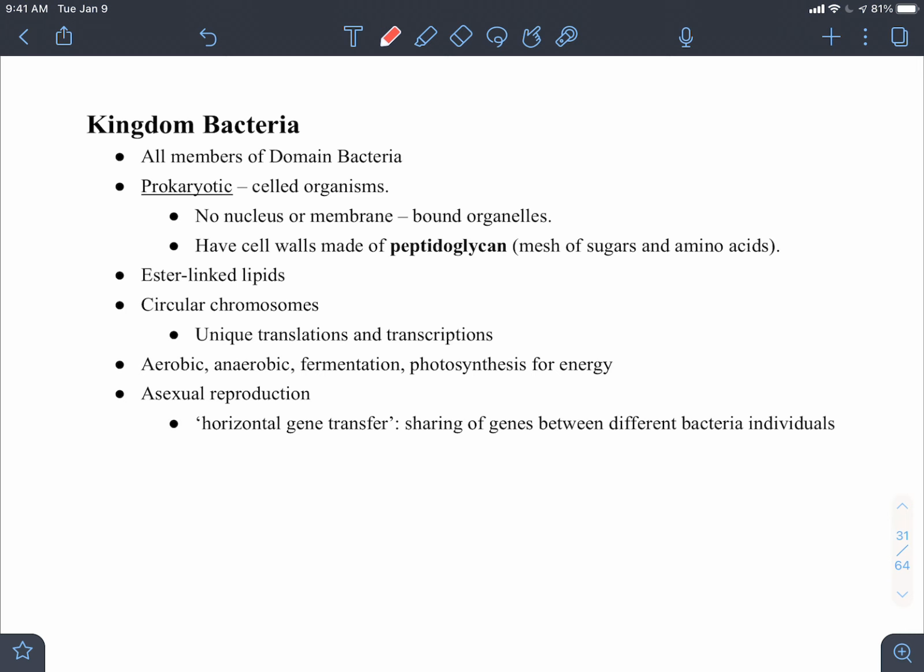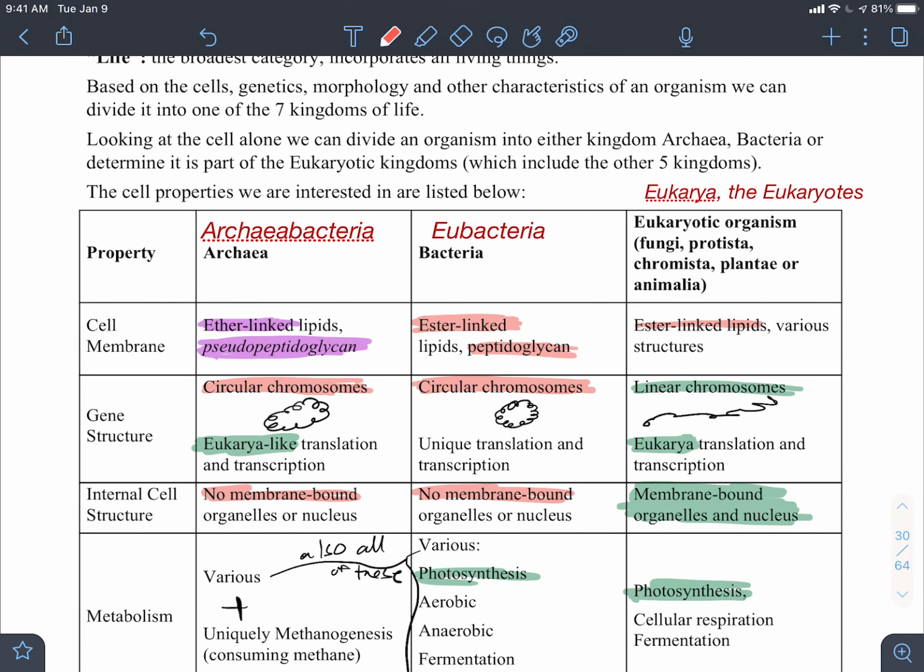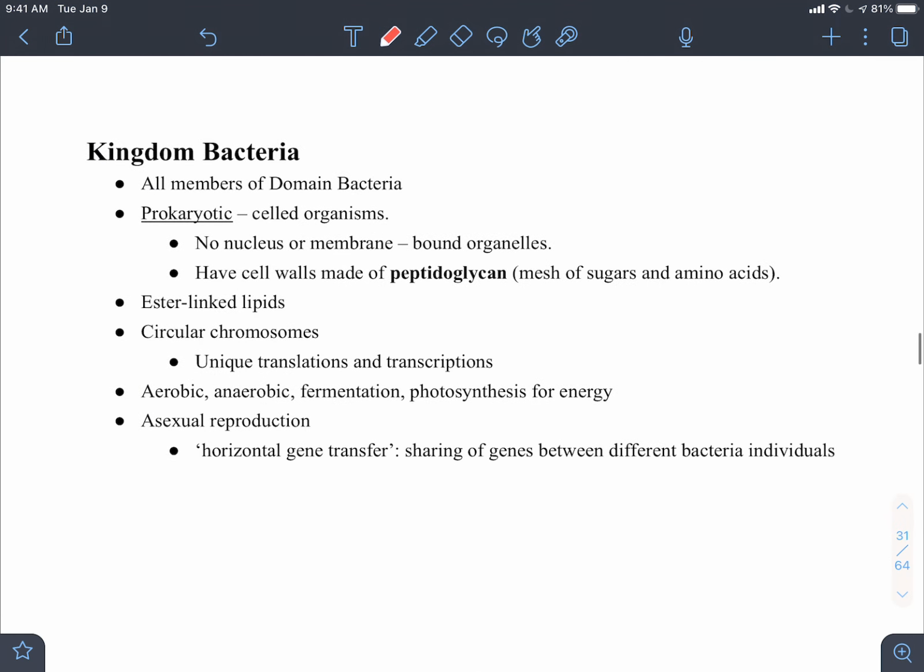So we have kingdom bacteria. All members of domain bacteria are in kingdom bacteria. We didn't talk about domains, but I did mention that these are the three domains that we have. These are also the domains. So in an older style, we've seen some images that have that.